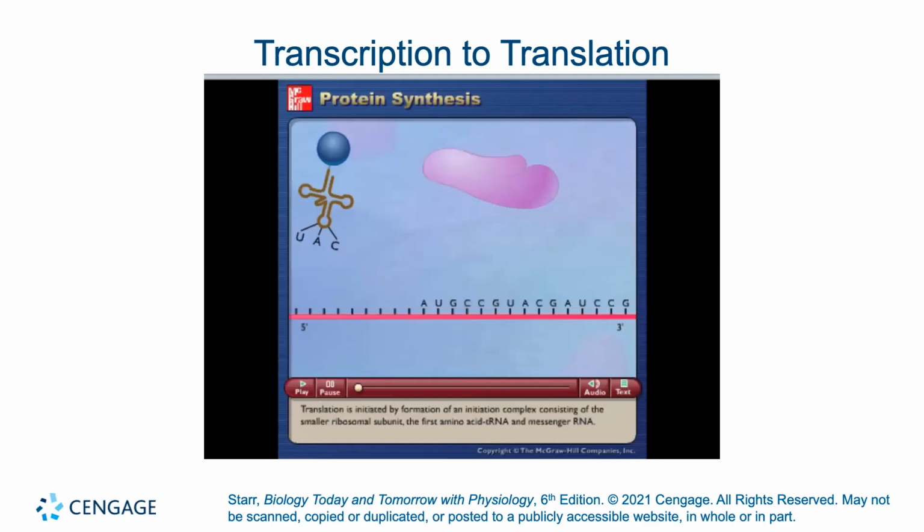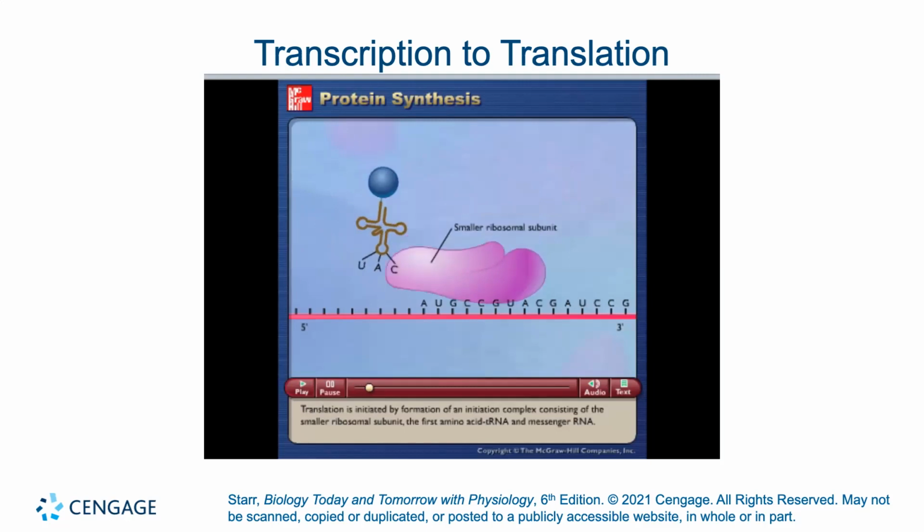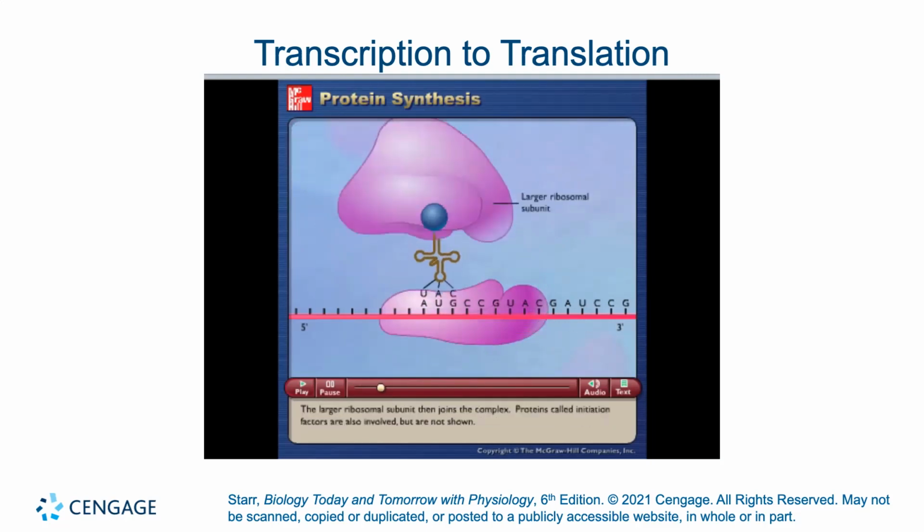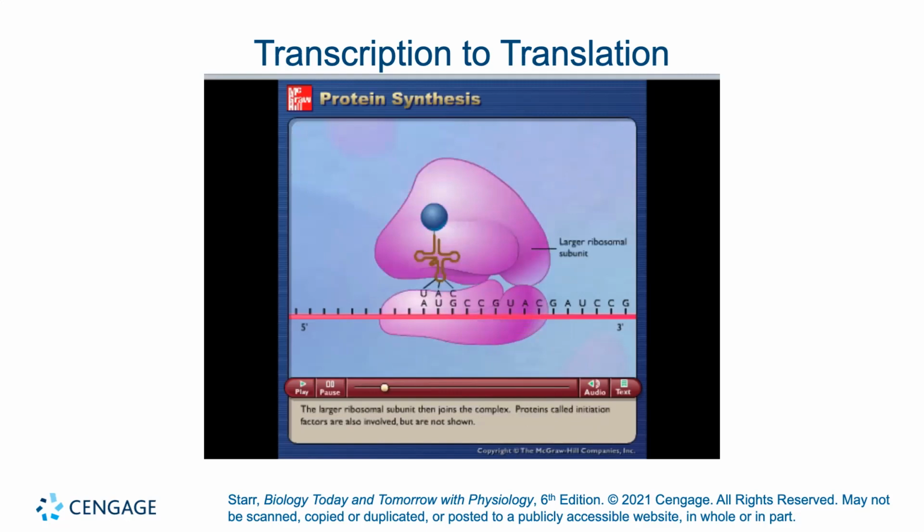Translation is initiated by formation of an initiation complex consisting of the smaller ribosomal subunit, the first amino acid tRNA, and messenger RNA. The larger ribosomal subunit then joins the complex. Proteins called initiation factors are also involved, but are not shown.